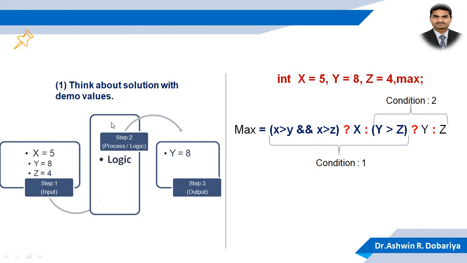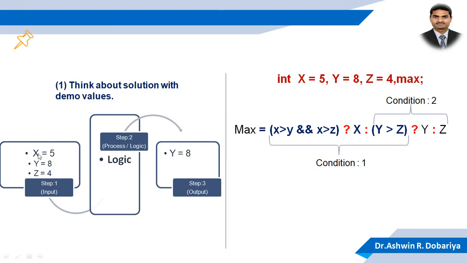So first let's discuss the logic of this program, how we can display the maximum number using a ternary operator. For that, first we need to input 3 numbers in our program. Here suppose the 3 numbers are x, y and z, and the sample values are 5, 8 and 4. Once we input 3 values in our program, then the logic actually uses ternary operators, and out of that it will display the maximum value out of these 3.